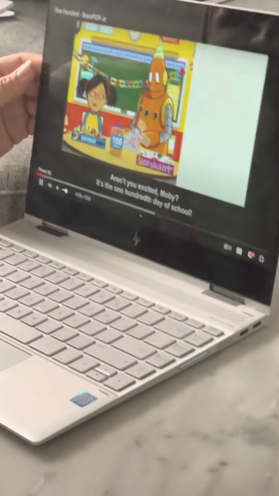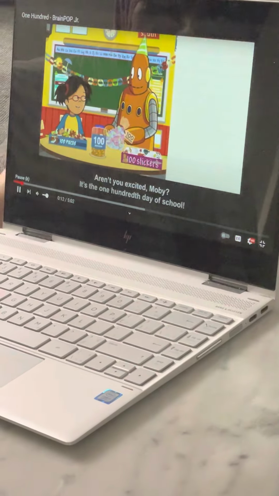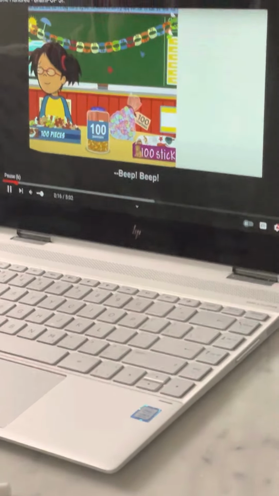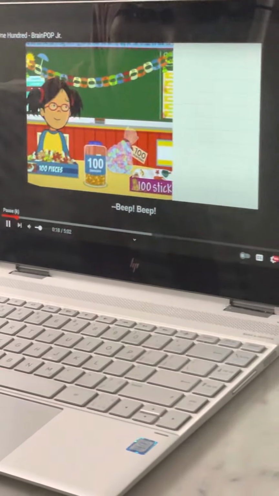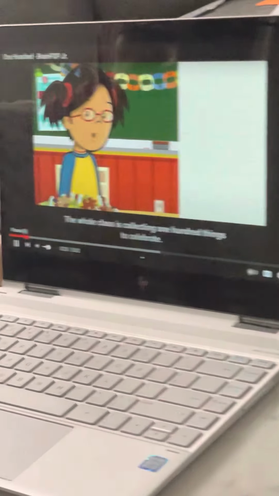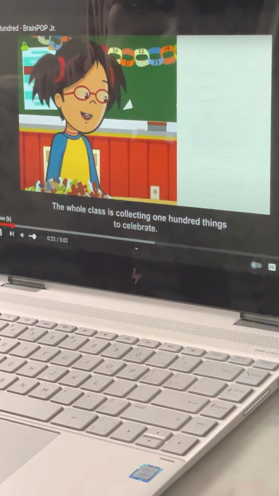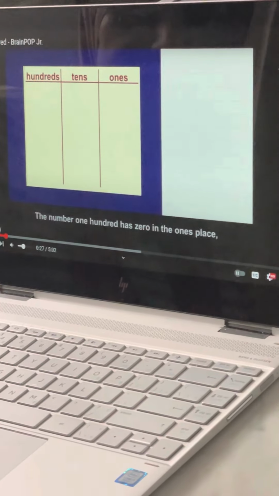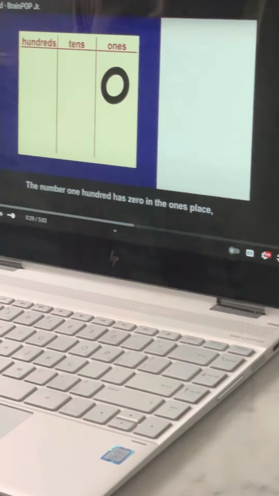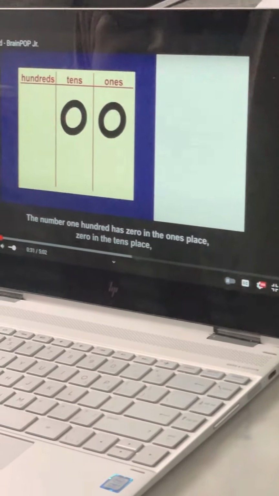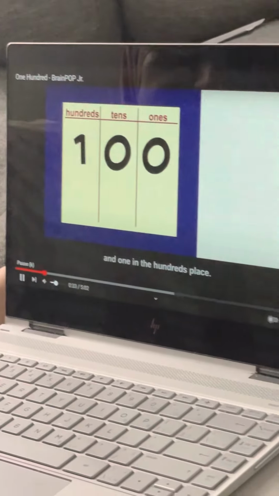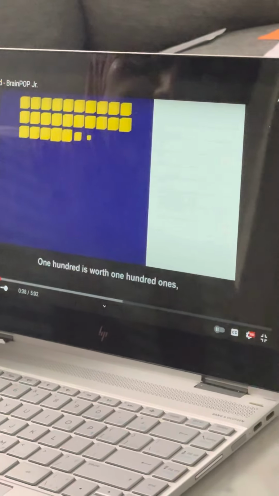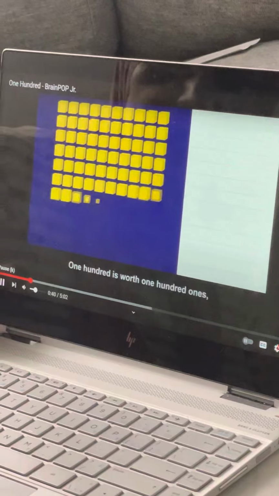Are you excited, Moby? It's the 100th day of school. The whole class is collecting 100 things to celebrate. I collected 100 marbles. The number 100 has 0 in the ones place, 0 in the tens place, and 1 in the hundreds place. 100 is worth 100 ones.